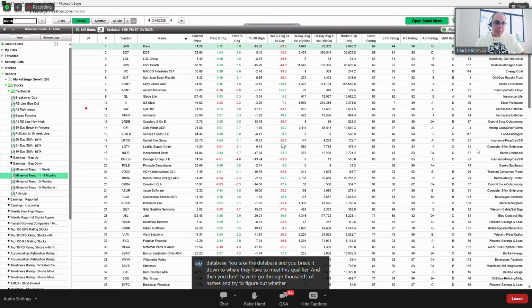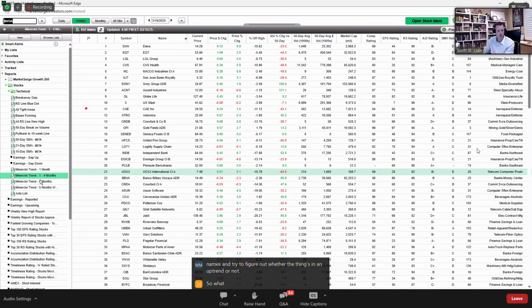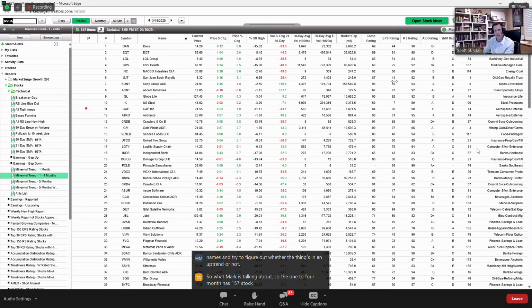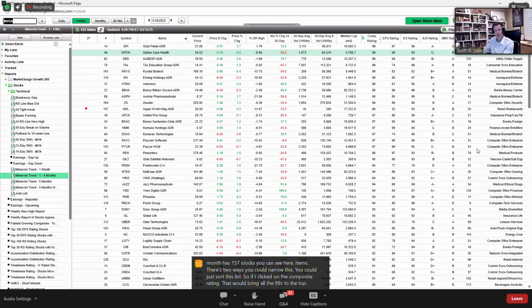So what Mark is talking about: the 1 to 4 month has 157 stocks. You can see here, items. There are two ways you could narrow this. You could just sort this list, so if I clicked on the composite rating, that would bring all the 99s to the top. Or you could screen this list.